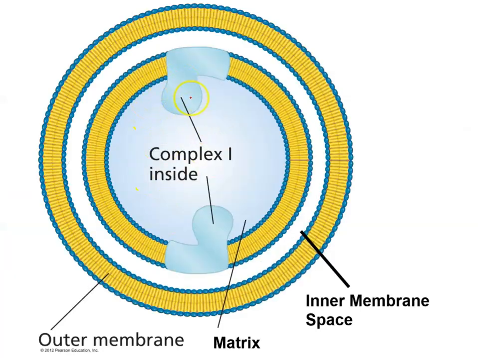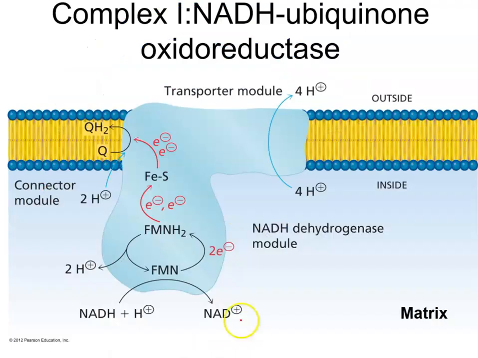So we have these complexes on the inner mitochondrial membrane, with the space between the mitochondrial matrix and the inner membrane space, and this would be the cytosolic region of our cells. Here's just a zoomed in vision of complex 1, the NADH ubiquinone oxidoreductase. This is the chemical reaction that's happening.